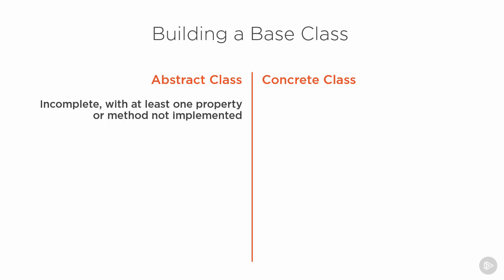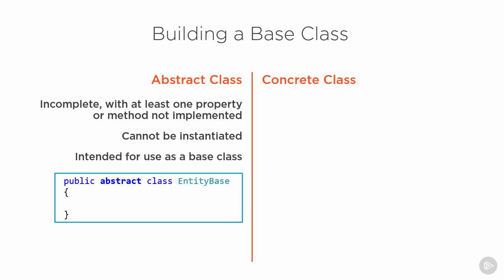An abstract class is an incomplete class with at least one property or method that has not been implemented. Because an abstract class is incomplete, it can't be instantiated. That means we can't use the new keyword to create one. An abstract class is intended for use as a base class and not used on its own. Define an abstract class using the abstract keyword.